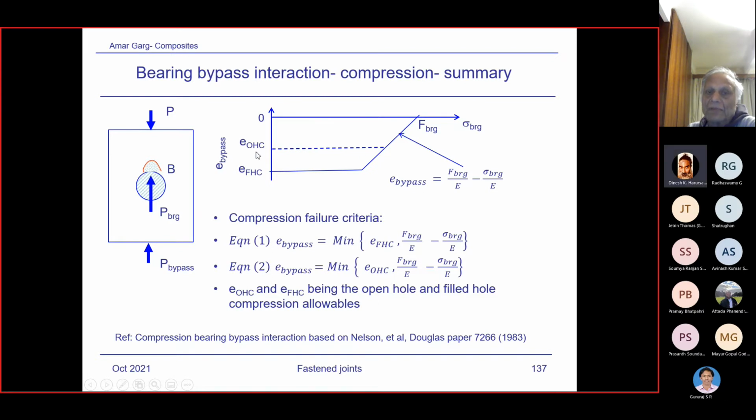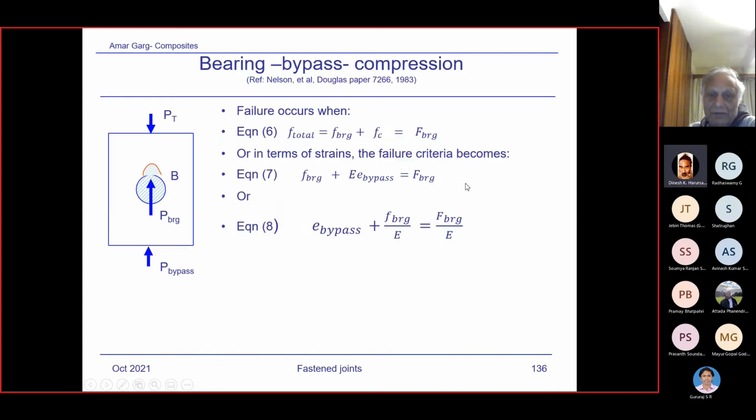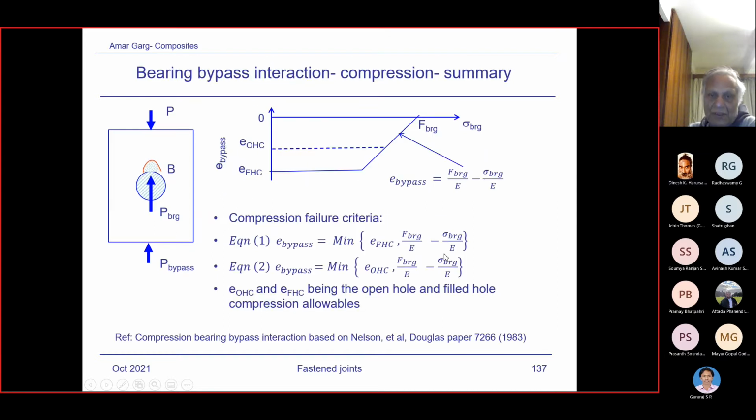So this is open hole compression strain reliable, and this is filled hole compression reliable. So this is the line which we derived from here, this equation. So we are saying here, okay, our interaction equation will be E bypass equal to minimum of EFHC, this one, and E bypass minimum of, but what happens, we do not consider this. So our design criteria, I should just envelope it, that design criteria will be this one.